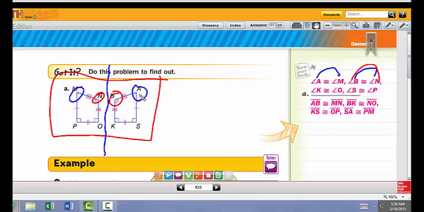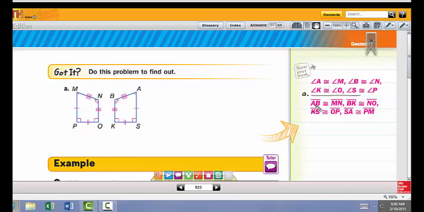If the marks help you, by all means do that, but you do not need to do it for your answer. And then we also have in green, we have K and O, so these two are congruent. Lastly, we have S and P, so S and P are congruent.